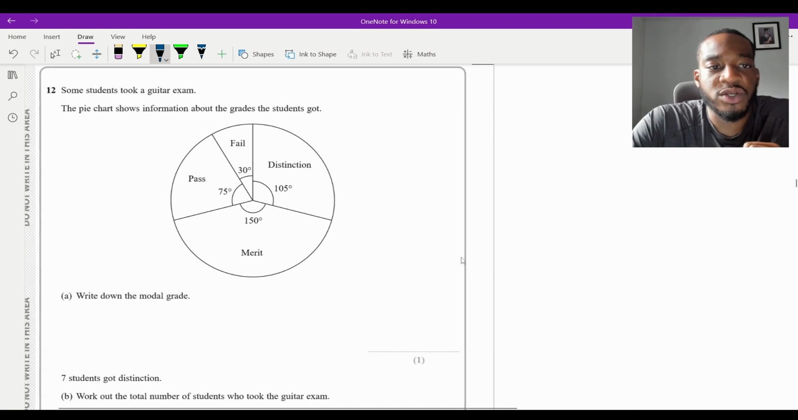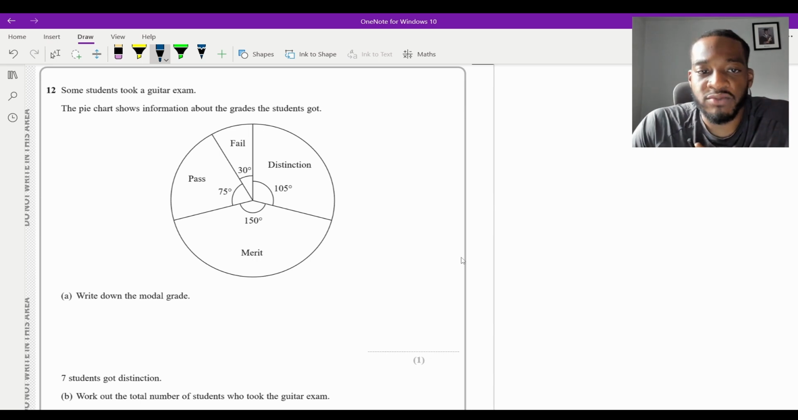Question 12 says, some students took a guitar exam. The pie chart shows information about the grades that the students got, right? So we've got the different degrees and so on and so forth. And it says, write down the modal grade.